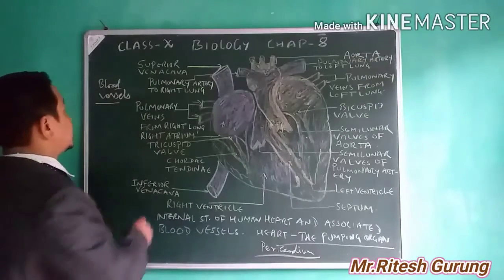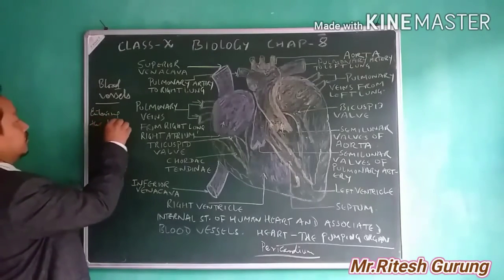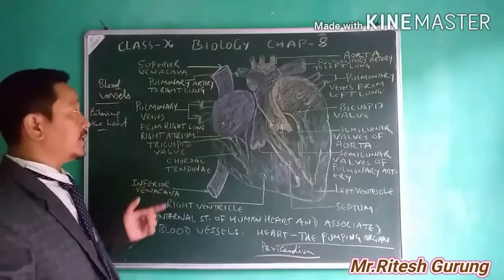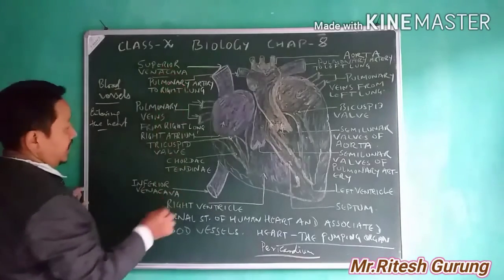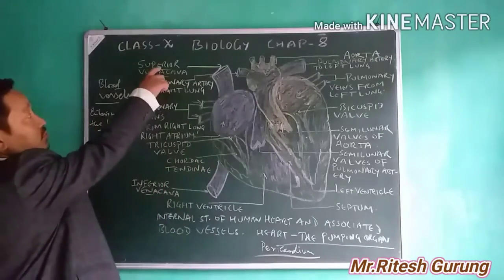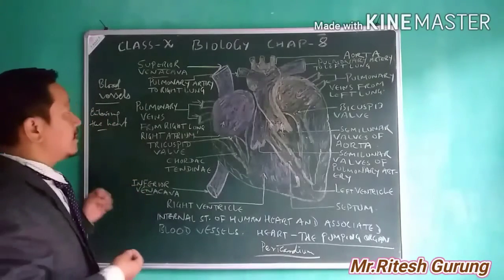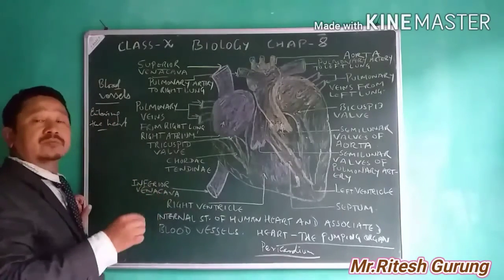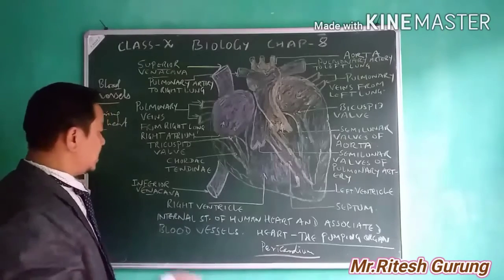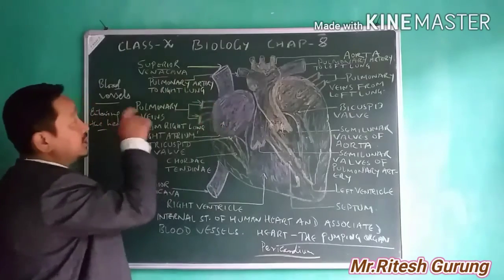Blood vessels entering the heart. Which are the blood vessels entering the heart? Mainly the superior vena cava and inferior vena cava. As I've told you, the superior vena cava will collect the impure blood from the upper regions of the body, that is head, shoulders, like that. And your inferior vena cava will collect the impure, deoxygenated blood from the lower regions of the body, like trunk, legs, into the right auricle. That means they are entering the heart with the impure blood.